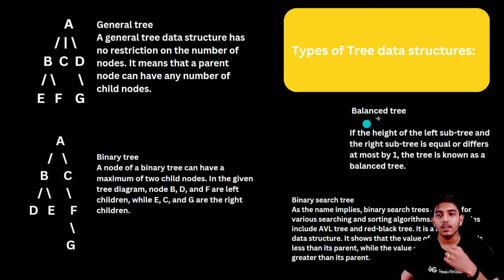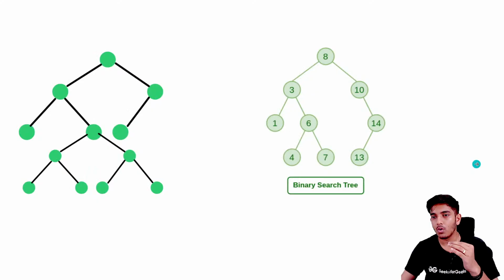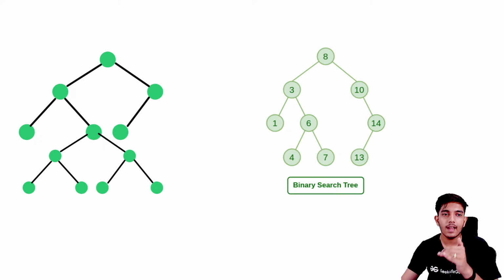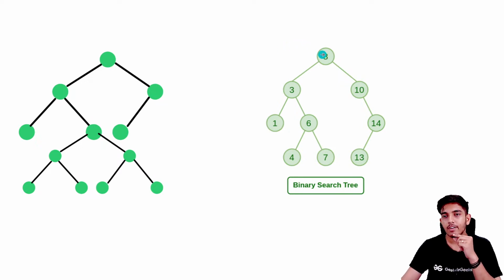Let's see what a binary search tree is because this is very important. First of all, a binary search tree is a binary tree. It has a few more rules. The left subtree of the node contains only nodes less than the parent. If I talk about 8 as the root or parent, the elements lesser than 8 are always on the left side, and elements greater than 8 are always on the right side. So this is known as a binary search tree.